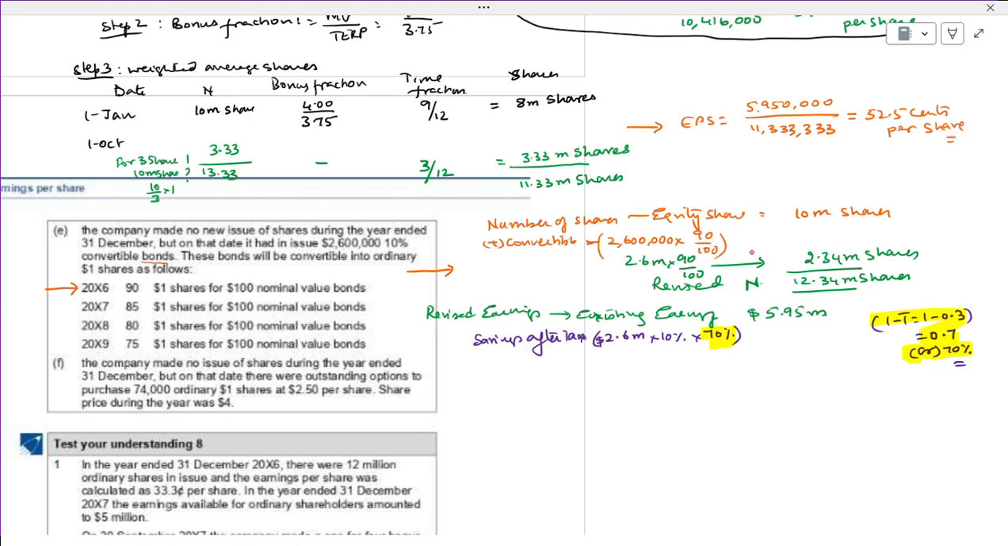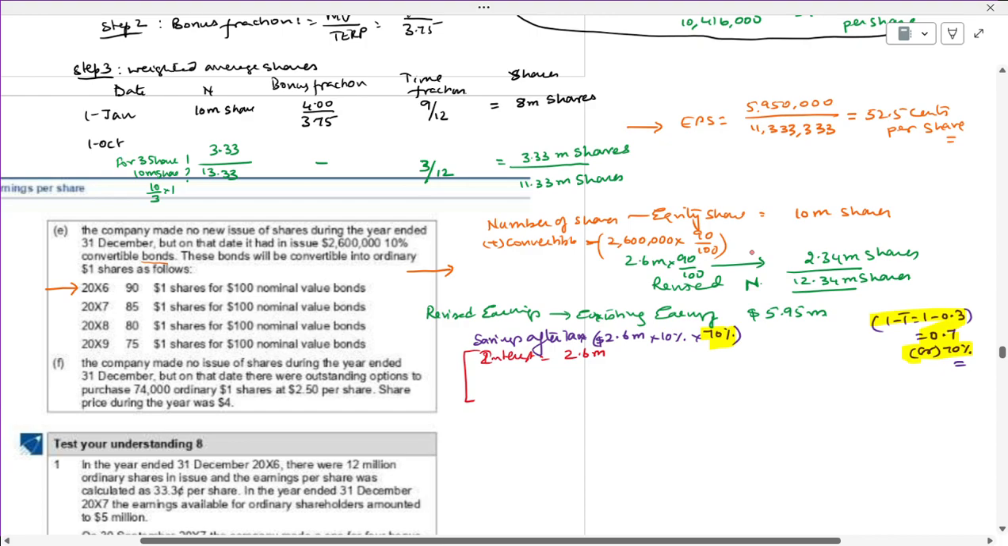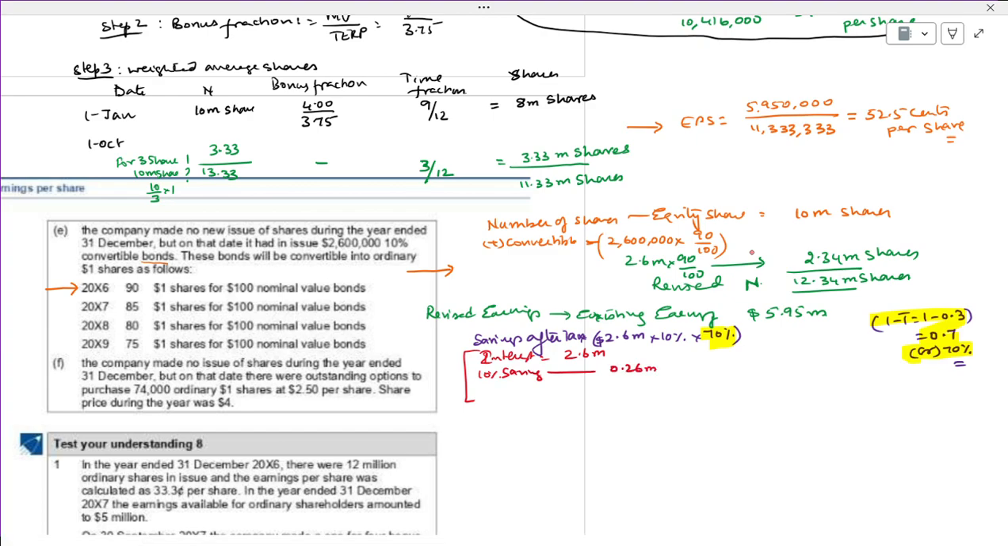This is something new, I see. Nothing new, dear. I will put it like this. Interest is 2.6 million. How much are you going to save? You are going to save 10% now. 10% savings means how much will you save? 0.26 million. Is it okay?